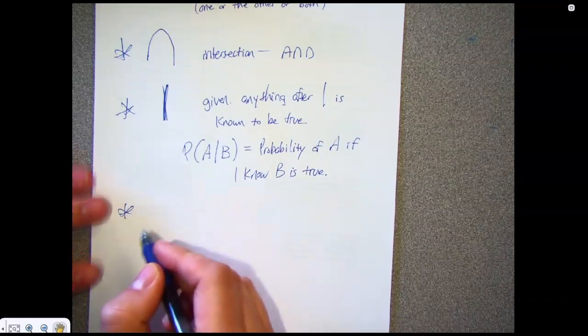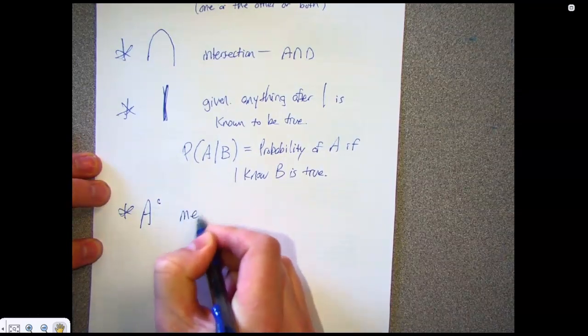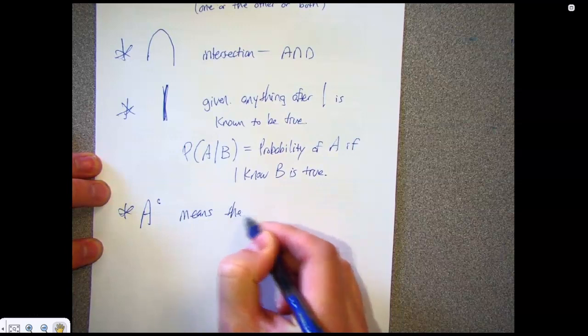And then there's one more. So if you see this, A with a C up here, means the complement of A.